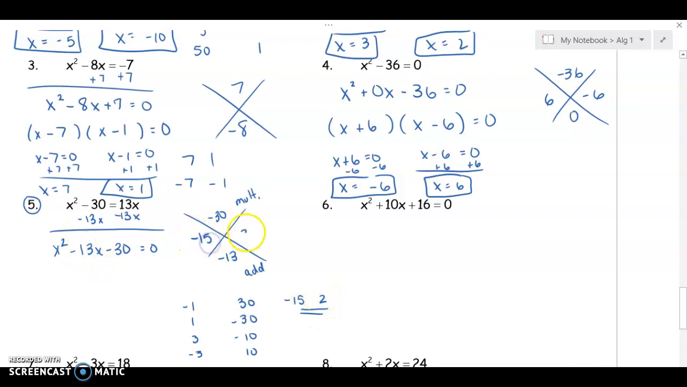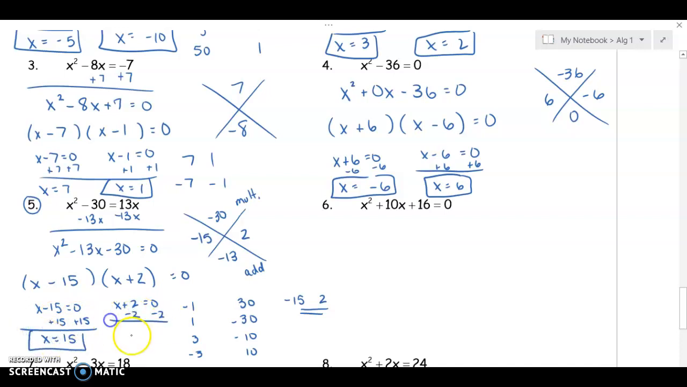So those go there in the box problem. We're going to create two sets of parentheses. X goes in the front of both. Negative 15 means a minus 15 in one of them. Positive 2 means plus 2 in the other one. From here, you're going to set things equal to 0 and solve. So you're going to set x minus 15 equal to 0 and x plus 2 equal to 0. You add 15 to both sides and get x equals 15. The other one, subtract 2 from both sides, and you get x equals negative 2. So those are going to be your two answers.